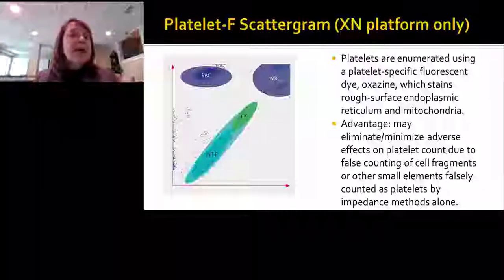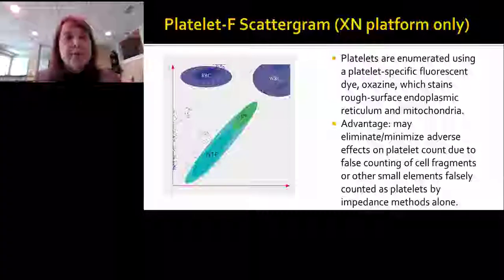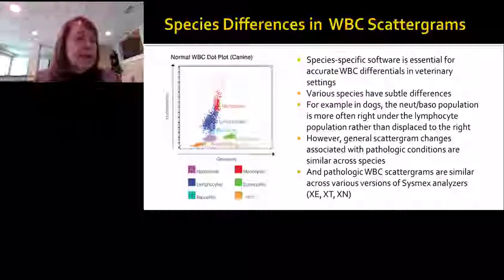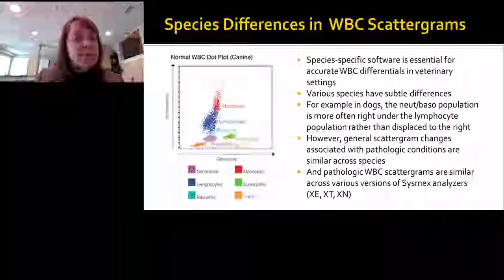So let's start looking at the veterinary scattergrams. This is our first one. I put this as a representative scattergram. This is a dog. And we will find from the ones that I've shown you already that perhaps it looks a little more linear. It means that neutrophils and lymphocytes and monocytes are kind of more linear.